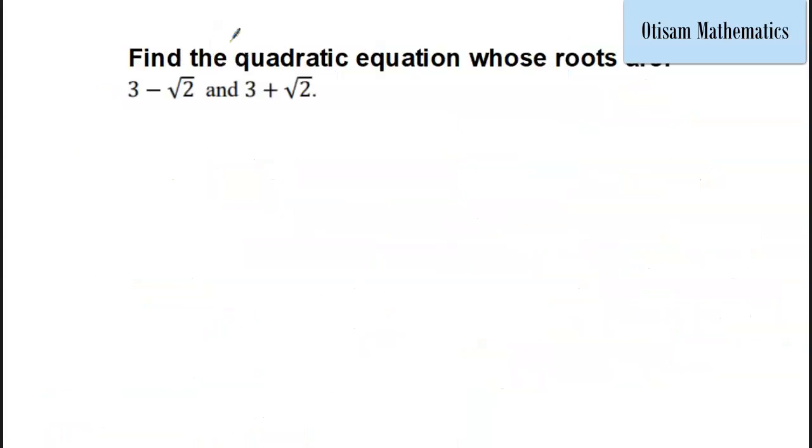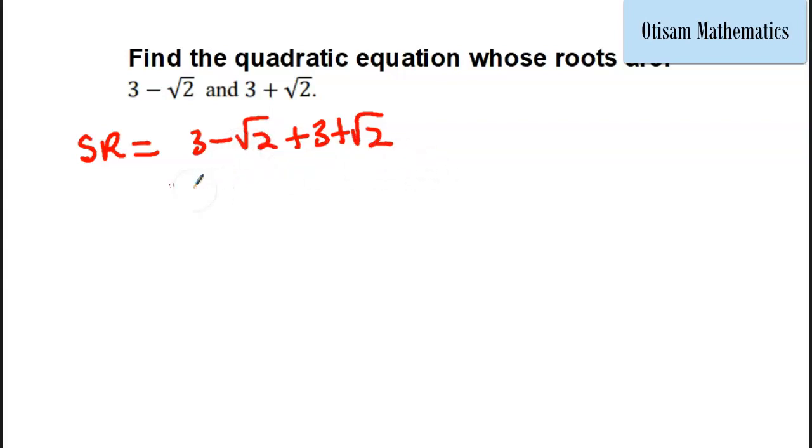Find the quadratic equation whose roots are 3 minus root 2 and 3 plus root 2. Once again, I want you to pause the video and try it yourself. So let's look at the general solution. So the rule is, you need to find the sum of roots. Sum of roots will be 3 minus root 2 plus 3 plus root 2. So minus root 2 and plus root 2 will go. So you have 3 plus 3, which is 6.